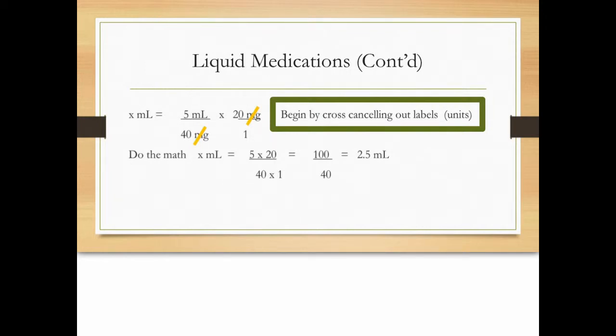Begin by canceling out your labeled units, milligrams, leaving you with only milliliters. At this point, if that's the only unit of measurement in the equation, you know you can begin calculating. 5 times 20 will equal 100. 40 times 1 will equal 40. When you divide 100 by 40, you're left with 2.5 mL or milliliters. Therefore, the nurse will administer or draw up 2.5 milliliters of solution or liquid in order to administer the dose of 20 milligrams to the patient.